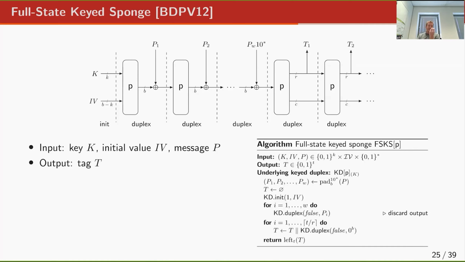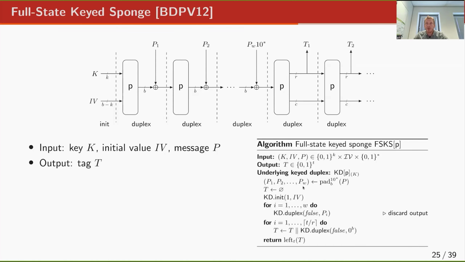And the picture you see here in the algorithm on the right, this is the full keyed sponge, or the full state keyed sponge, described on top of the duplex. So we have the permutation, we have the initialization and the duplexing interface of the duplex. And using these two interfaces, we describe the full state keyed sponge. It gets some IV, which could be anything, or it could just be the 0 string, and a plain text of arbitrary size.